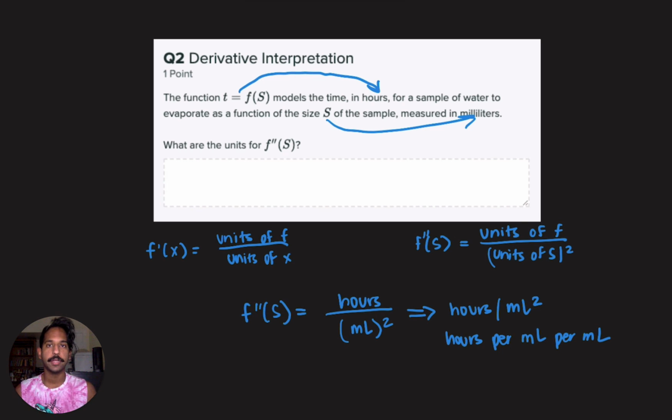Either way is fine, but this is another example of finding the units of a derivative, but being careful about our units in this case. Hours are not the denominator here, it's the numerator. This is actually what our function is representing.